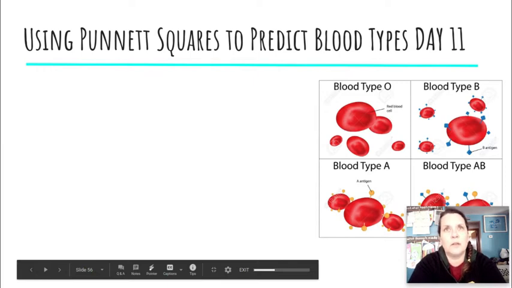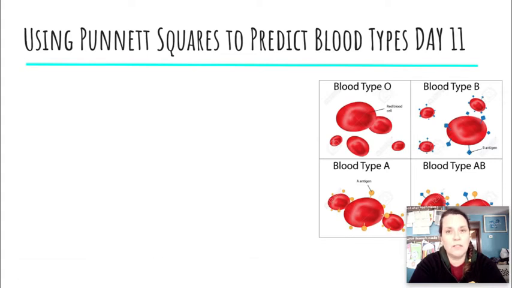So today we are going to talk about using punnett squares to predict blood types. The last couple days last week, Thursday and Friday, we learned about the different blood types there are: type A, type AB, type B, and type O blood. What we know about blood types is that A and B are dominant, and type O blood is the recessive allele. When A and B are together, they are codominant, so you can have type AB blood.